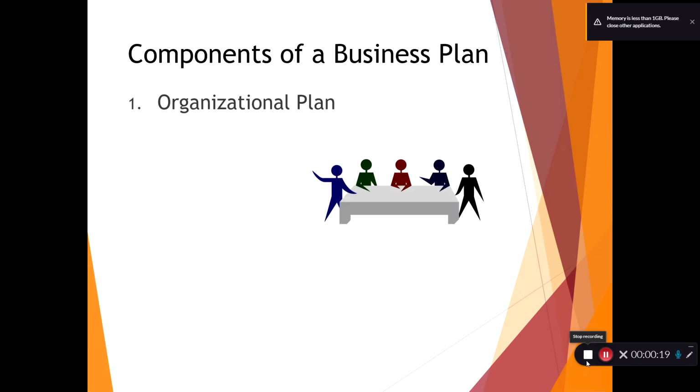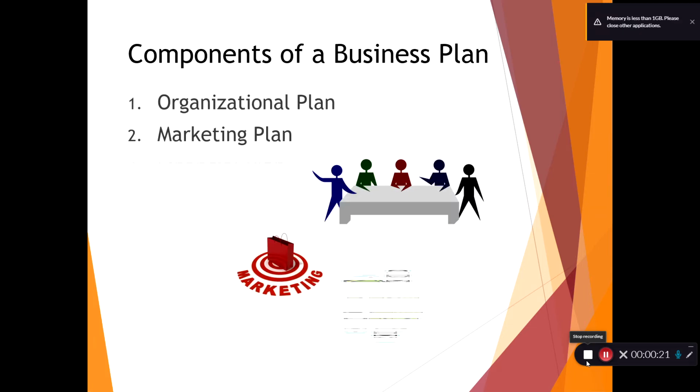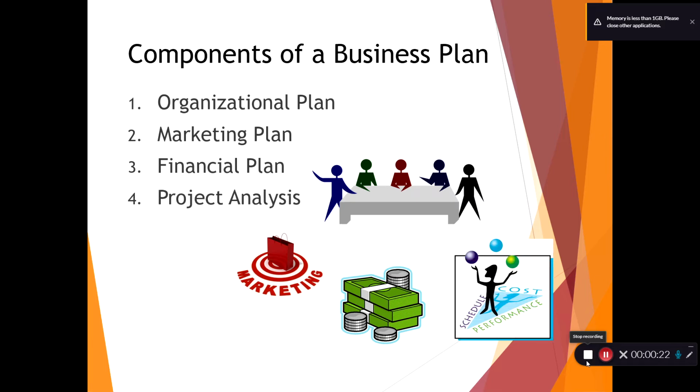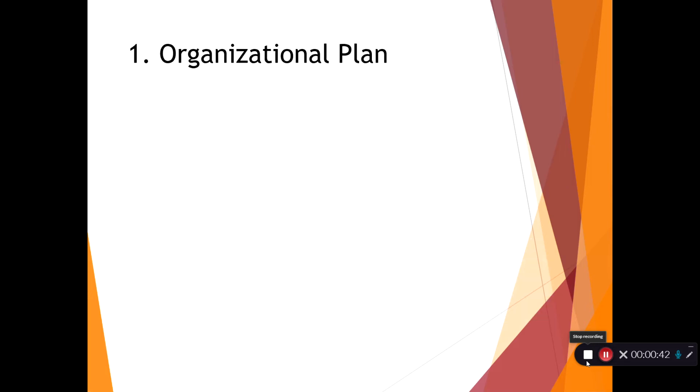They are the organizational plan, the marketing plan, the financial plan, and project analysis. So think of it in terms of big picture, starting off with the organization. How do we reach out to clients? How do we run the finances of the company? And then the individual projects that support the successful operation of the company. And this is how they all tie together.